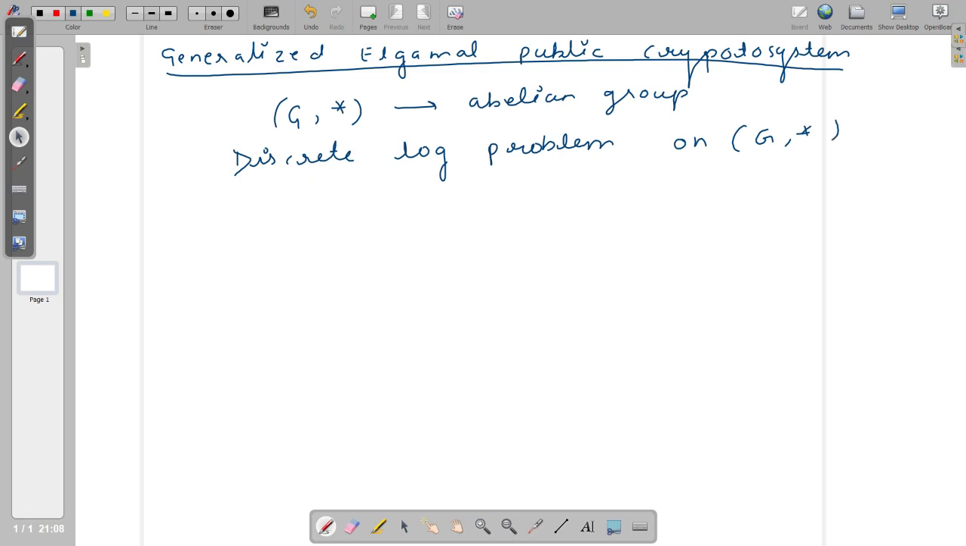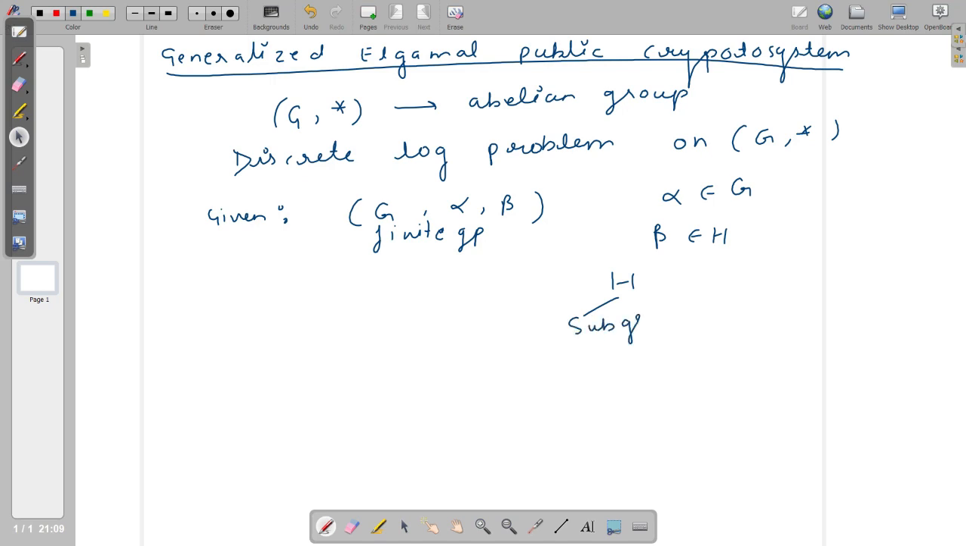So what is given? Given is a group G. It is a finite group, and then alpha and beta are two numbers, where alpha belongs to this group G and beta belongs to H. So now what is H? H is a subgroup of G generated by alpha.